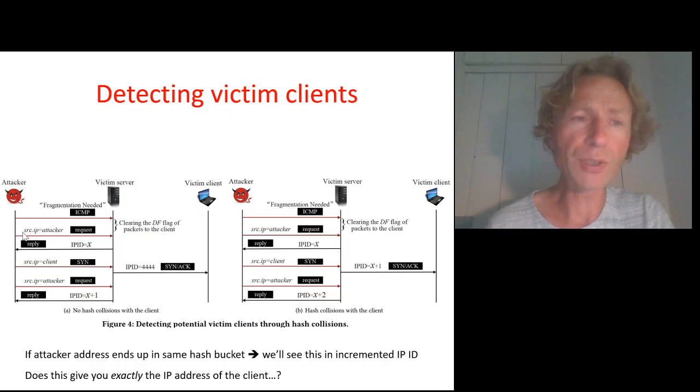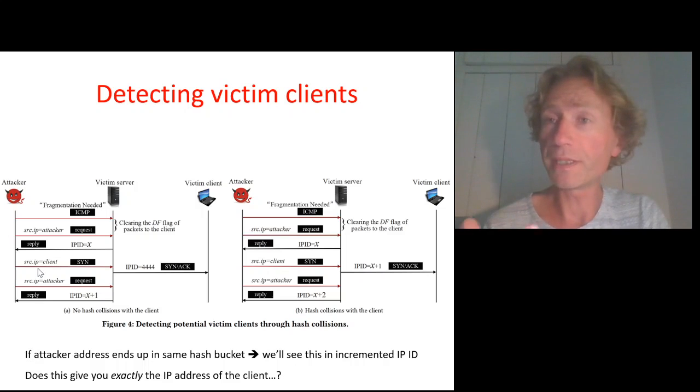Next thing we do is we send a request where the source IP is the attacker, a legitimate request to the server. And the server will reply, and the reply we don't care about, except that we want to know what the IP identifier is. In other words, we measure the IP identifier. Now, the next thing we do is we try the same thing, but now we spoof with the IP address of the client.